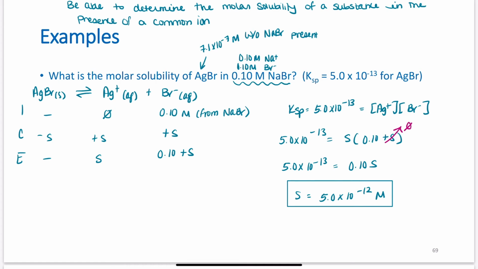So previously, we had 7.1 times 10 to the minus 7th molar. Now I've got 5.0 times 10 to the minus 12 molar. That's because of the presence of a common ion. It's the common ion effect. It's repressing the dissociation of the silver bromide. Less silver bromide will actually dissociate or ionize because I already have a bunch of bromide in solution from the sodium bromide. Le Chatelier's principle in effect.